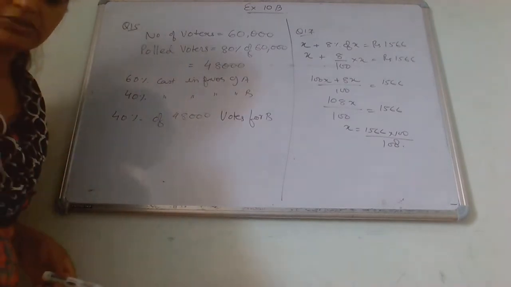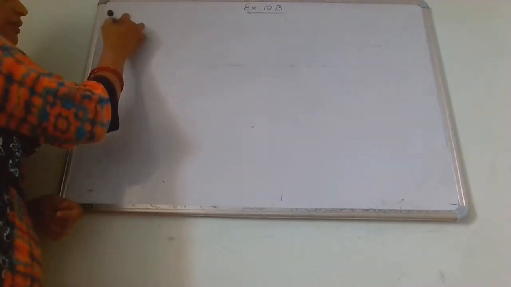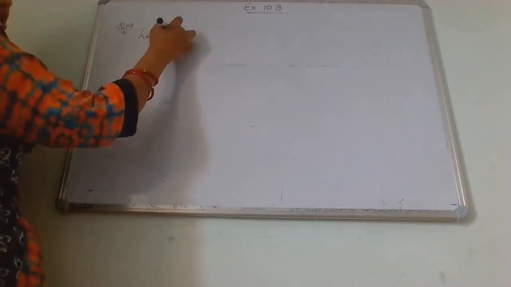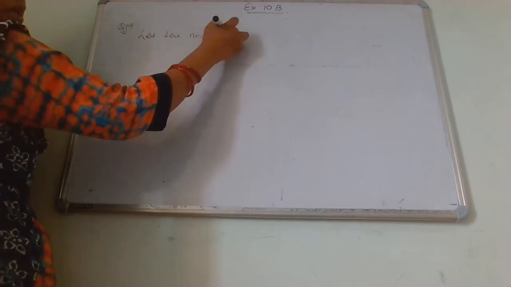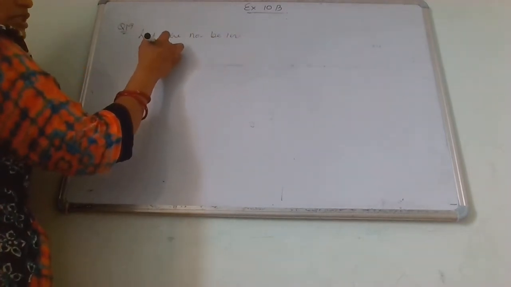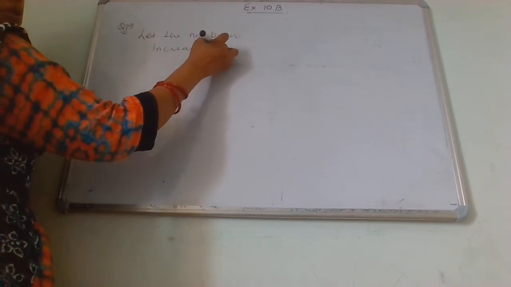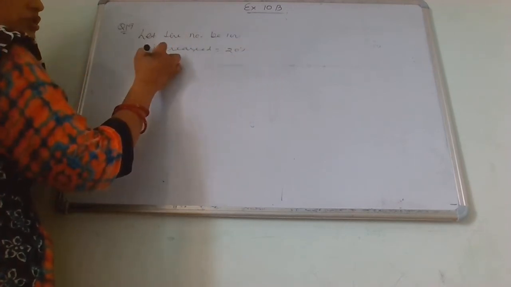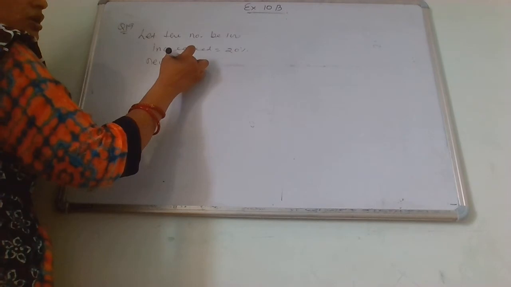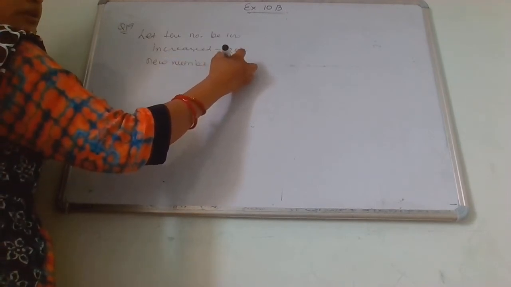Okay. Now next question, question number 19. Question number 19 says, a number is increased by 20% and the increased number is decreased by 20%. Find the increase or decrease percent. So let the number be 100. Increased by how much? 20%. So the new number will be how much? The new number is equal to 120, 100 plus 20.